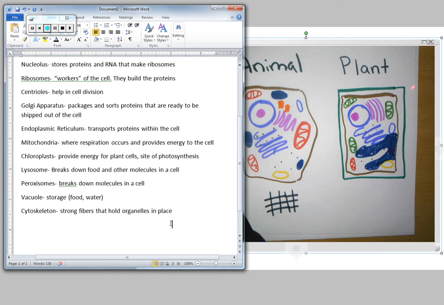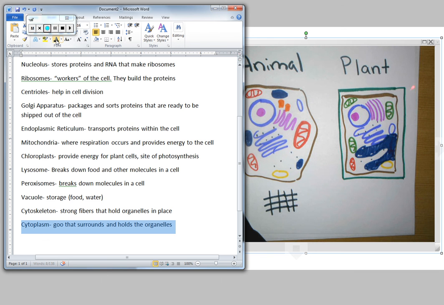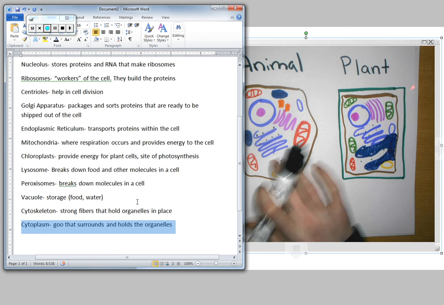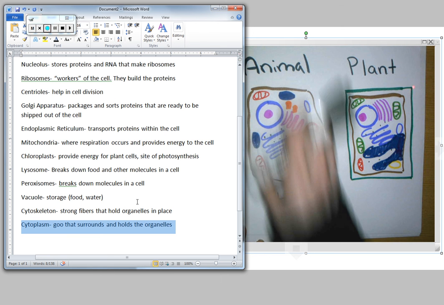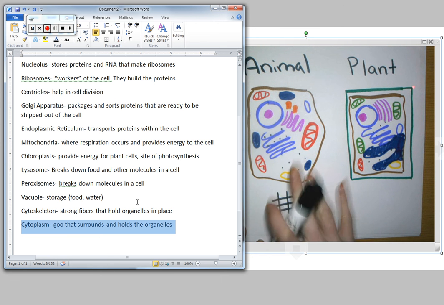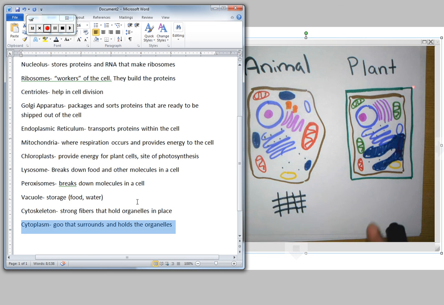But in between the cytoskeleton and the organelles, it's not just empty space. There's something called cytoplasm, and it's the goo that surrounds and holds the organelles. So all of this white space here, if you can imagine this lattice work being put in there, all of that white space is going to be cytoplasm, or the goo that kind of fills up the cell. And I know it's not on your list, but if you could write cytoplasm in at the bottom there, that would be awesome.